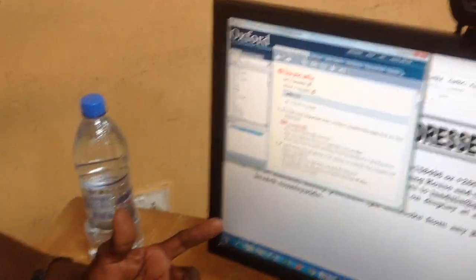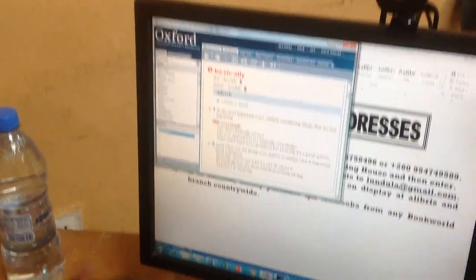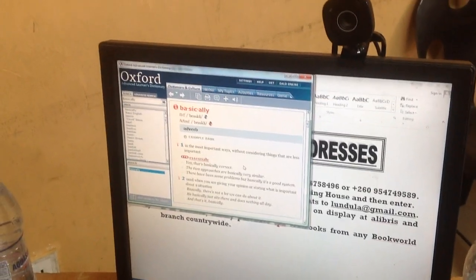So let's get from Oxford the same sound for basically. Oh, this was Oxford, eh? Okay, let's go to Cambridge. It's okay. Fine. Let's get another one.